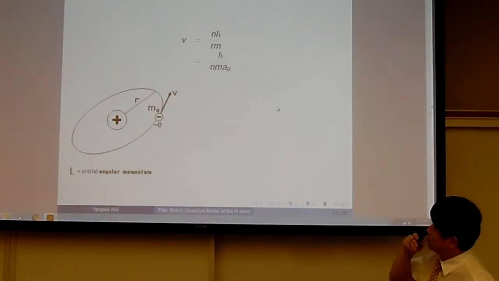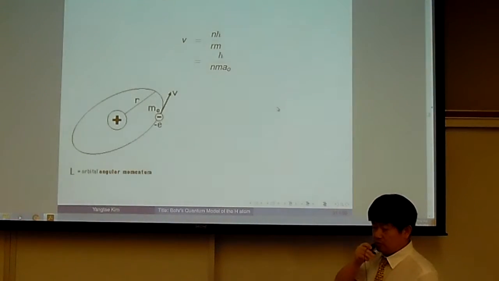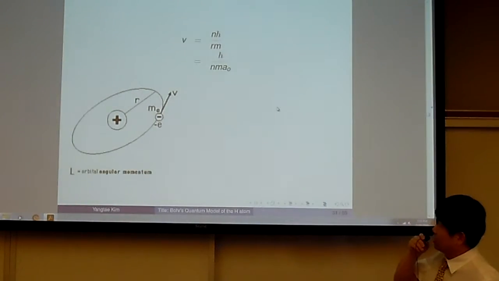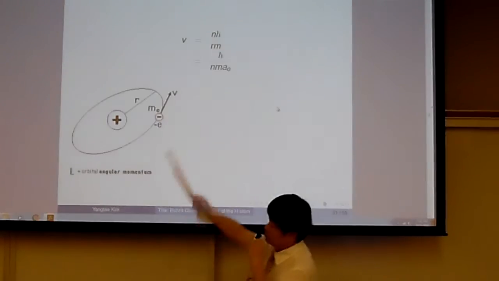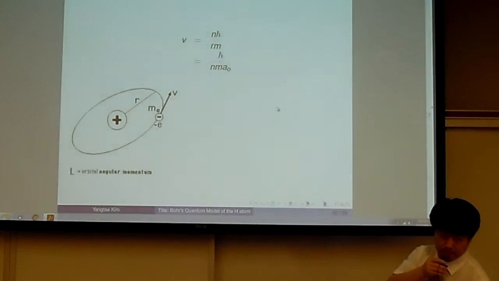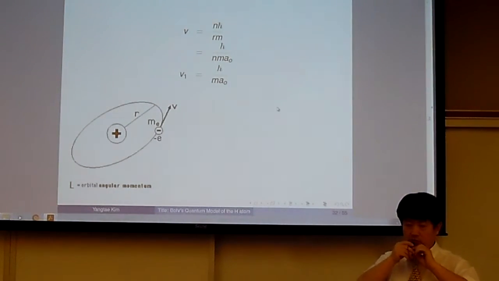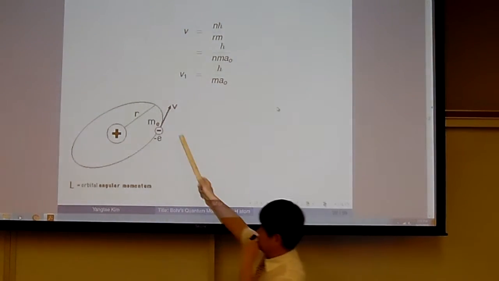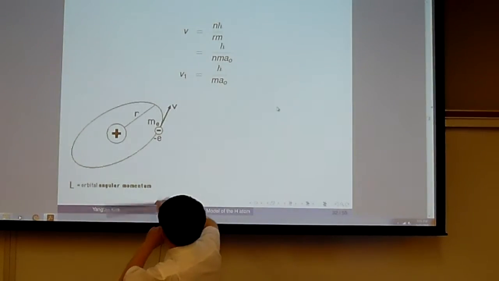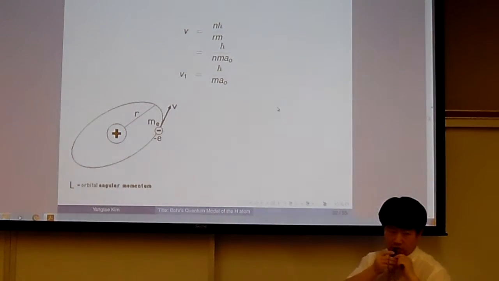Speed equation, we derived nħ over Rn. Now we have another equation for radius, which is a naught times n. So we plug that in, then we have this ħ over n m a naught. If you do one calculation, for example, principal quantum number n equal 1, which is the orbital pathway closest to the nucleus. Okay?